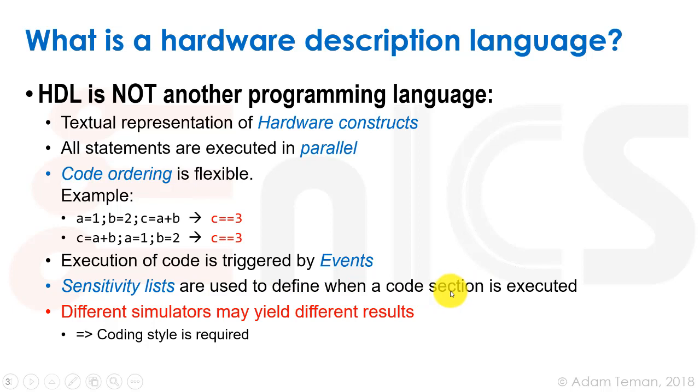And it's very important to note that some things, because they're happening in parallel, are unclear which happens first and which happens second. This can cause different simulators to actually yield different results. That is not something that is wanted, and of course in hardware we have to know exactly what happened. So that means, and this is very important, that a coding style is required, and what we're going to learn here is how to write Verilog with a specific coding style that will ensure that what we do will actually work.